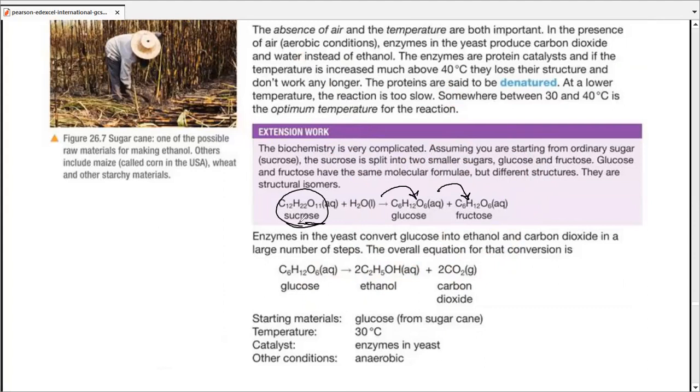Sucrose is the common sugar. Okay, let me repeat. Can you hear me now? Okay, can you hear me now? Yeah.